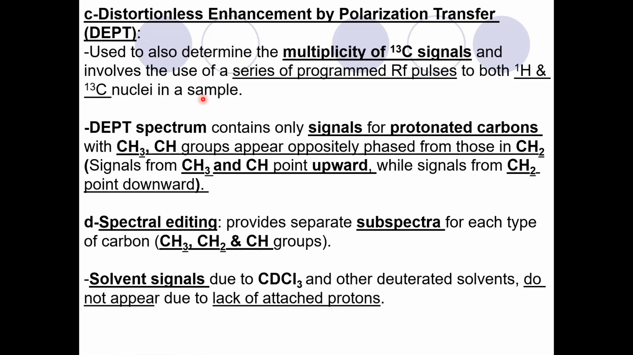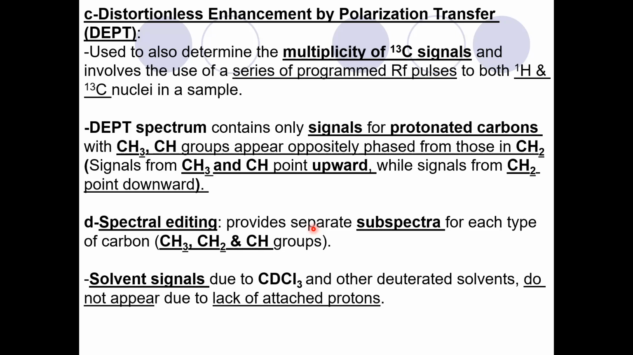The methyl and methine carbons will appear oppositely phased from the methylene carbon. While the methyl and the methine carbons will appear upward, the methylene carbons will point downward. It is a spectral editing technique for NMR spectroscopy, in which we can obtain separate spectra for each type of carbon: a spectrum for the methyl, a spectrum for the methylene, a spectrum for the methine. You obtain in this case what are called subspectra.